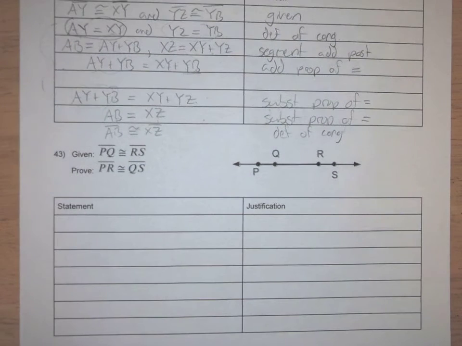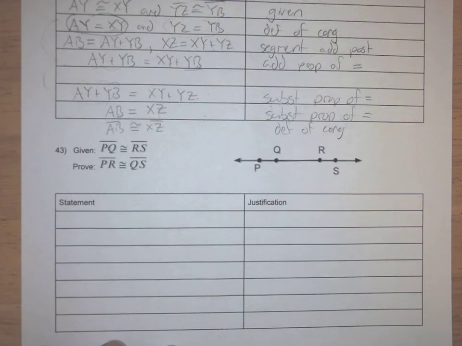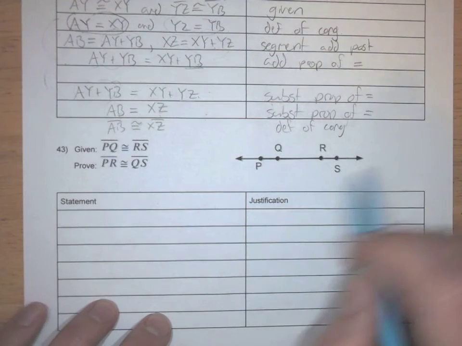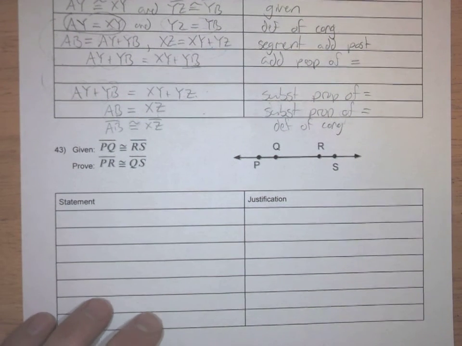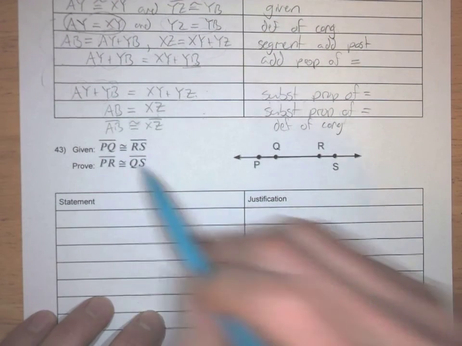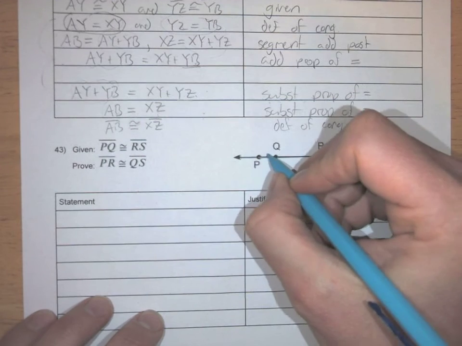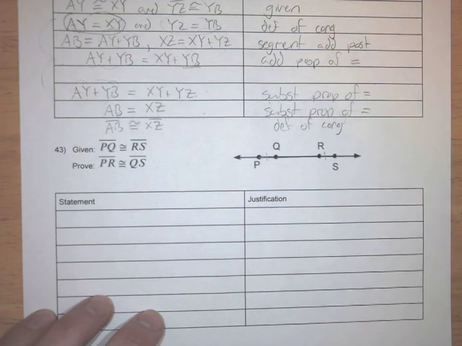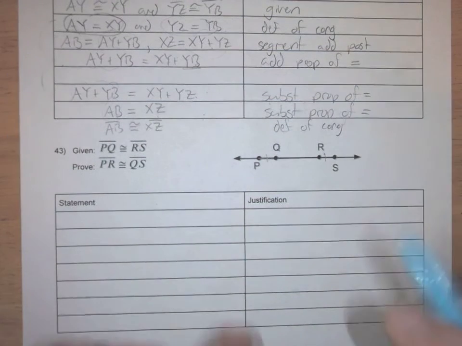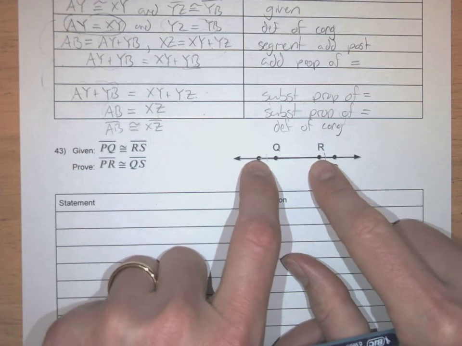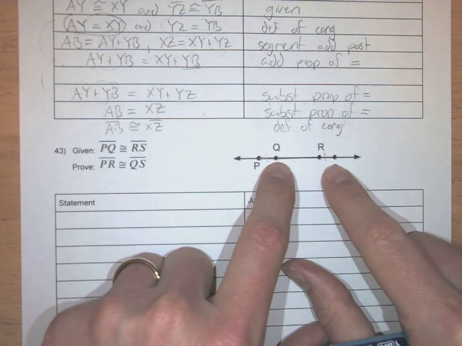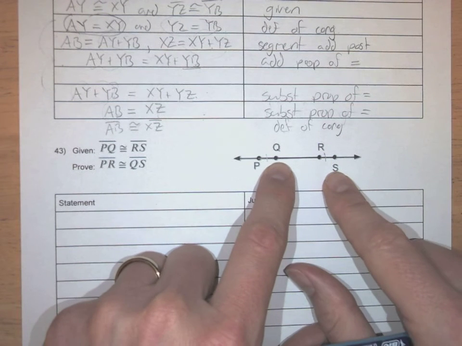Okay, this is going to be a similar proof but easier. So let's do it real quick, and then we'll end the video and we'll do the next page in another video. So same thing with segments, but this time they overlap, and that makes our life a little bit easier. We know PQ and RS are congruent. So this little guy here, PQ, is congruent to this little guy. And what we want to show is that PR, the segment from here to here, is congruent to QS, the segment from here to here.